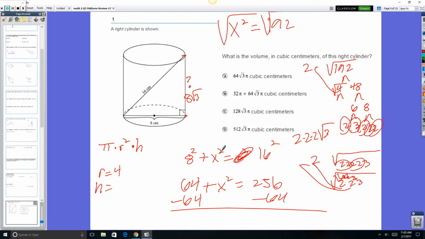So if we're going to do pi r squared times the height, and the height is 8 square roots of 3, we're going to do pi times 16 times 8 square roots of 3. And you multiply the 16 and the 8 together. And here's what we're going to go with: C. So you have pi times 128 square roots of 3, and they just rearranged it. They put the pi over here, so times pi.